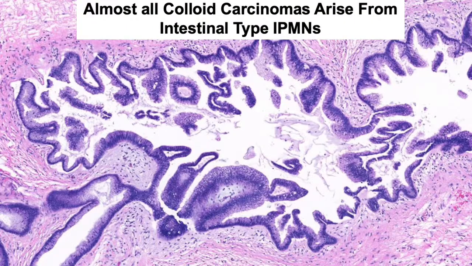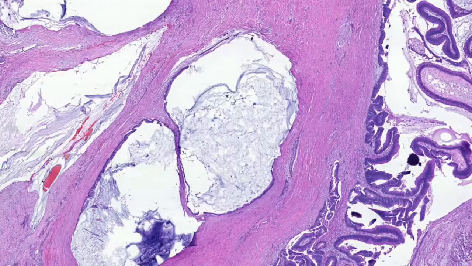So almost all colloid carcinomas arise from intestinal type intraductal papillary mucinous neoplasms, as seen. This is an IPMN without a colloid carcinoma. And then here is a different area in that same case, where on the right we see the intestinal type IPMN, and on the left you can see the pools of mucin that are lined by malignant epithelial cells. So this is a colloid carcinoma arising from an intraductal papillary mucinous neoplasm.